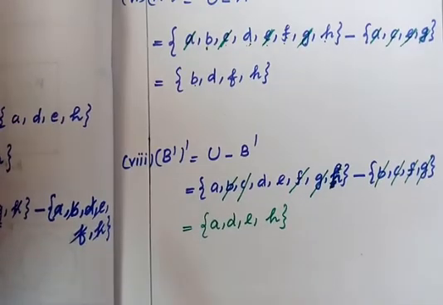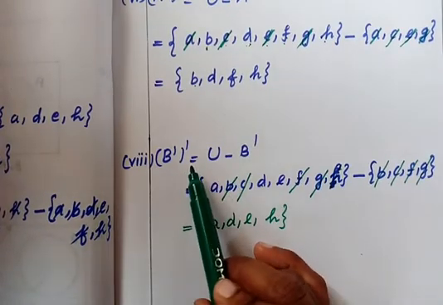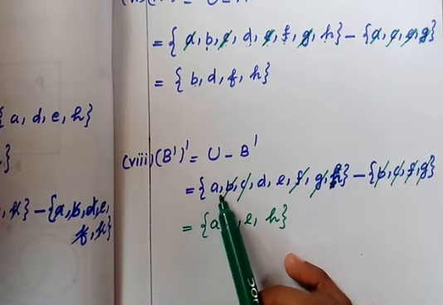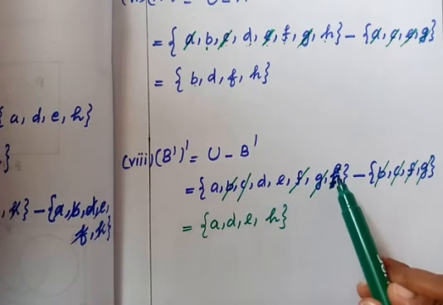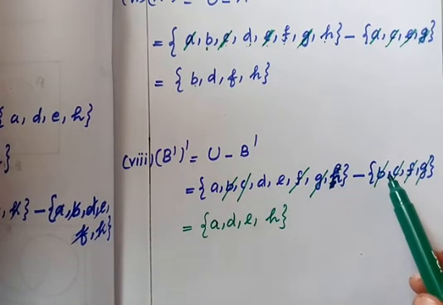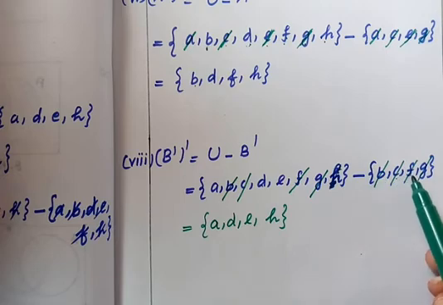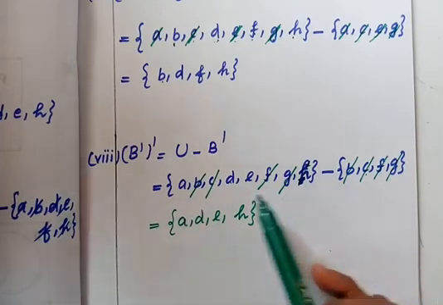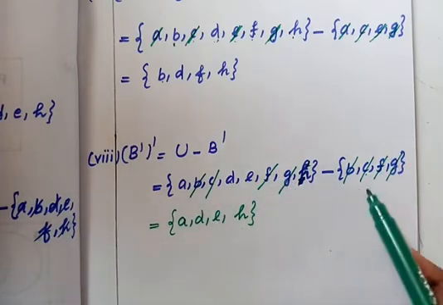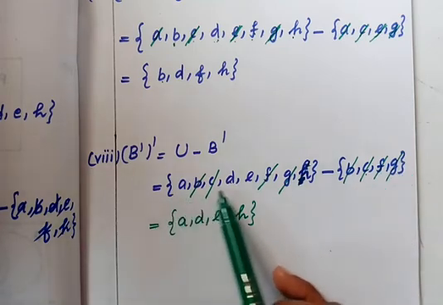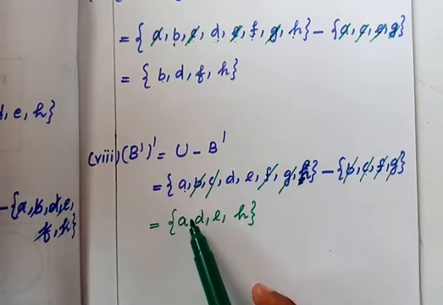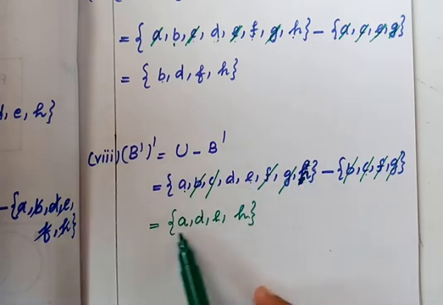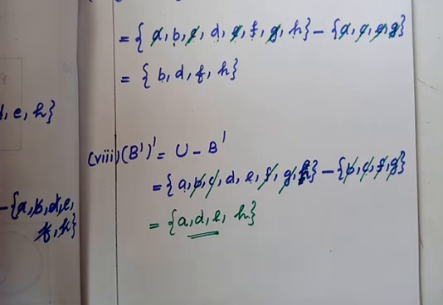Next we have B dash the whole dash. B dash the whole dash is equal to U minus B dash. What are the elements of U set? A, B, C, D, E, F, G, H minus B dash. We already found B dash: B, C, F, G. So here also we have to cancel. B cancel, C cancel, then F cancel, then G cancel. So what are the remaining elements? A, D, E, then H. They are the elements of B dash the whole dash.